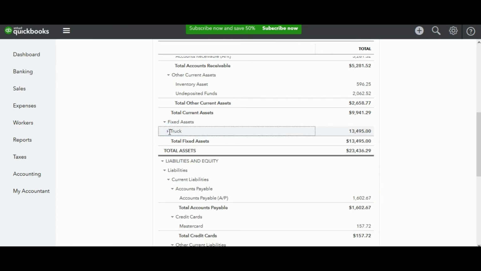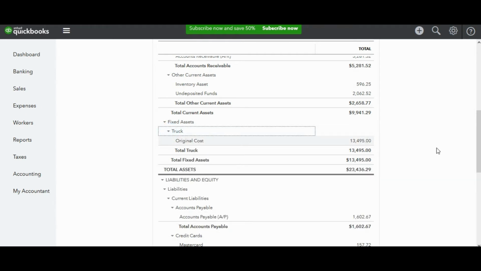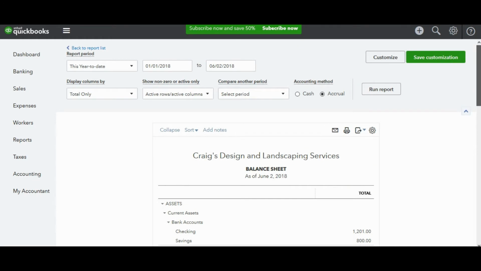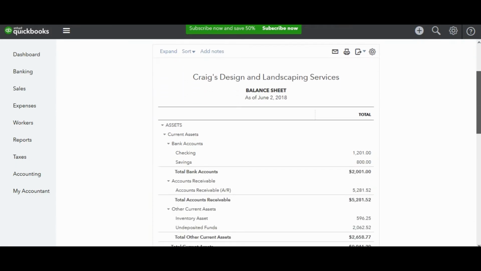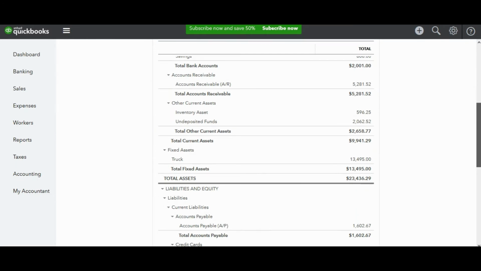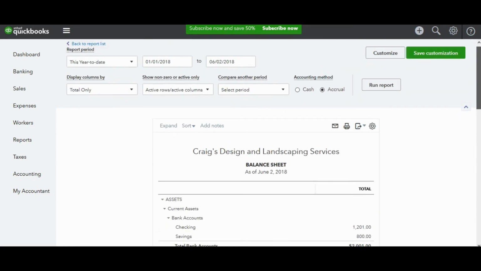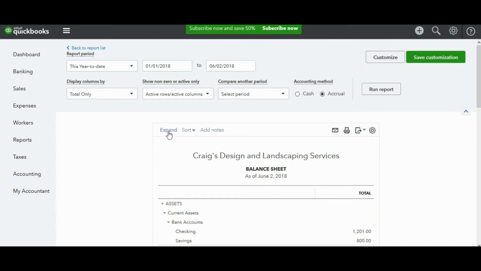If I click on this, I can collapse this. I can also come up to the top up here and just click on collapse. So that's your sub-accounts that we just looked at. And we can collapse those and just look at the upper level of any report, or expand that, and we can look at those subgroups.